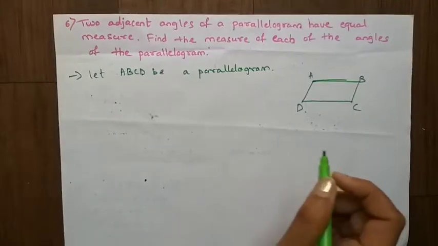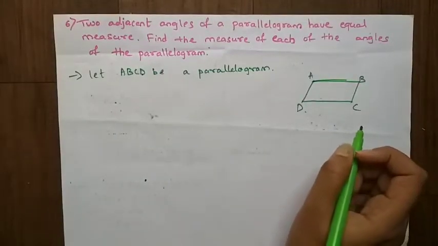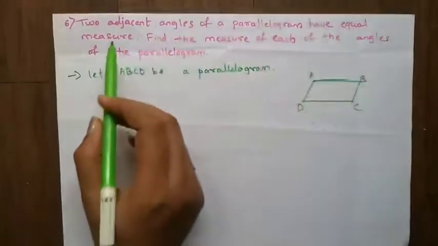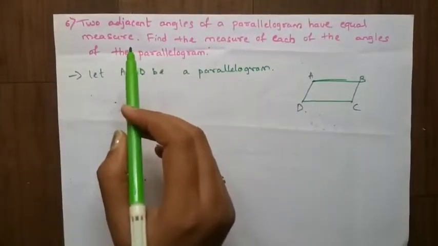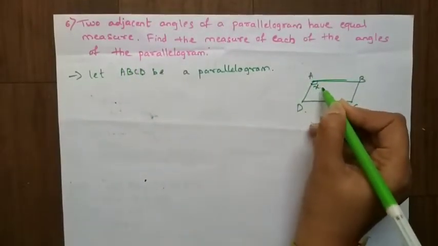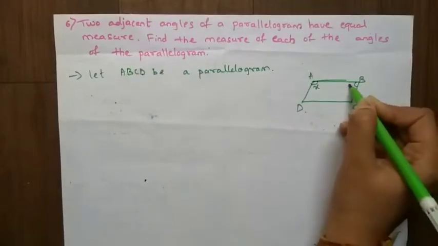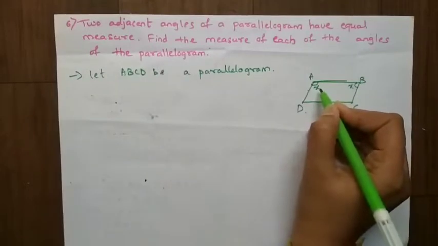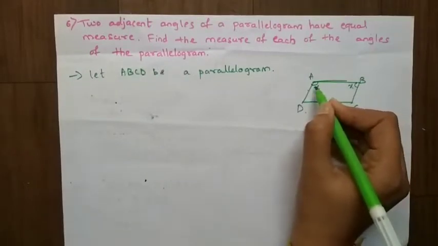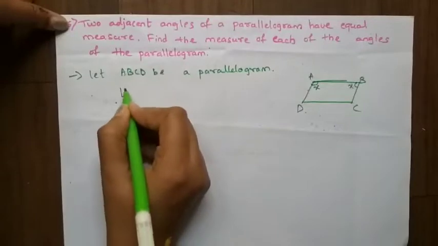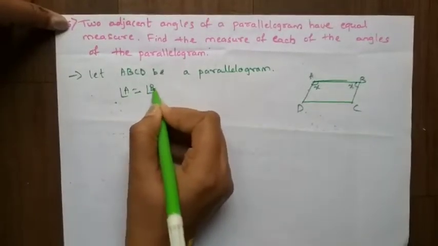Here the two adjacent angles have equal measure. Here they are not giving any exact values. That's why I am taking, if angle A is x, then definitely angle B is also x, because both have equal measure. Here we have to calculate the angle A and angle B values, but they are equal. That's why I am taking x. So right here, angle A is equal to angle B is equal to x.